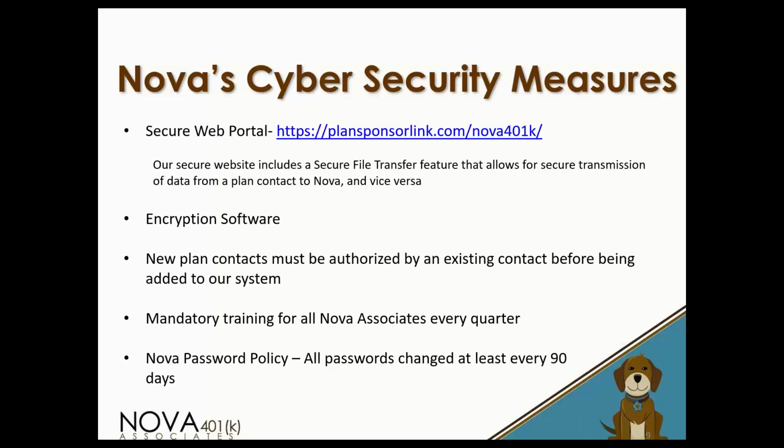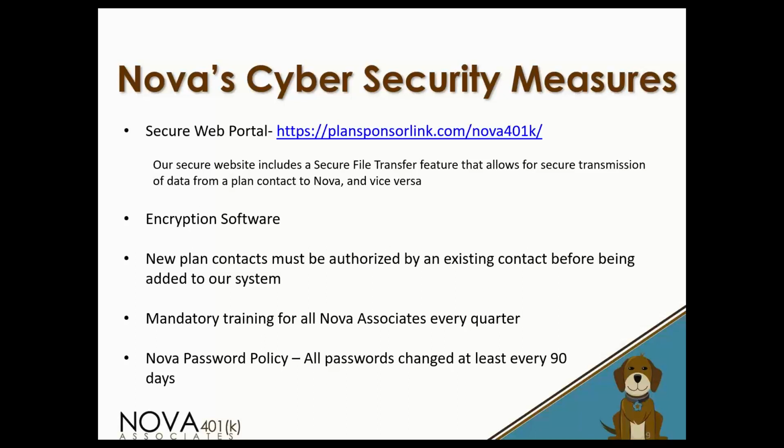Nova also has encryption software that we use to look at emails before we get them, to make sure, if there's anything that seems wrong about them, that it'll go on to alert. It won't just go into one of our employees' inboxes without being checked first.